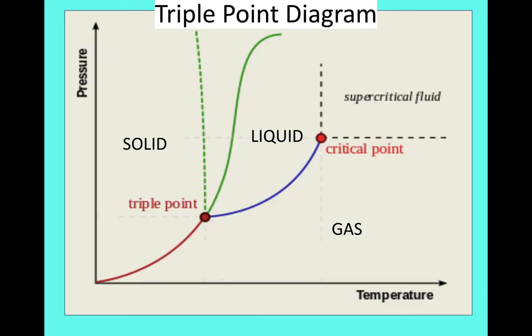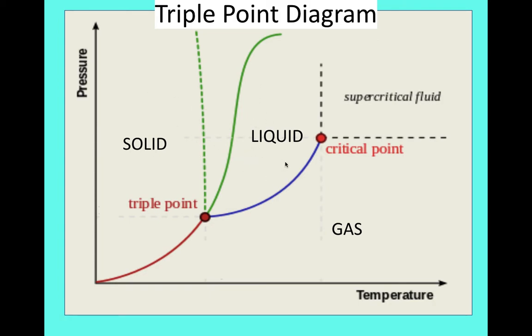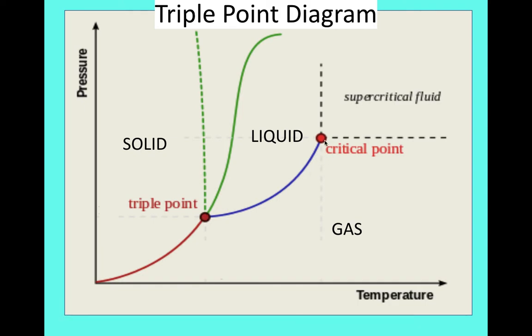This is a triple point diagram. It's another way to compare solids, liquids, and gases. So solids are always to the left of this first solid line. Liquids are always in the middle between the two solid lines, and gases are always down here in the bottom right. The point they all come together is a triple point, and your critical point is right here. Anything above your critical point is a supercritical fluid, and we'll talk about all those definitions in just a minute.